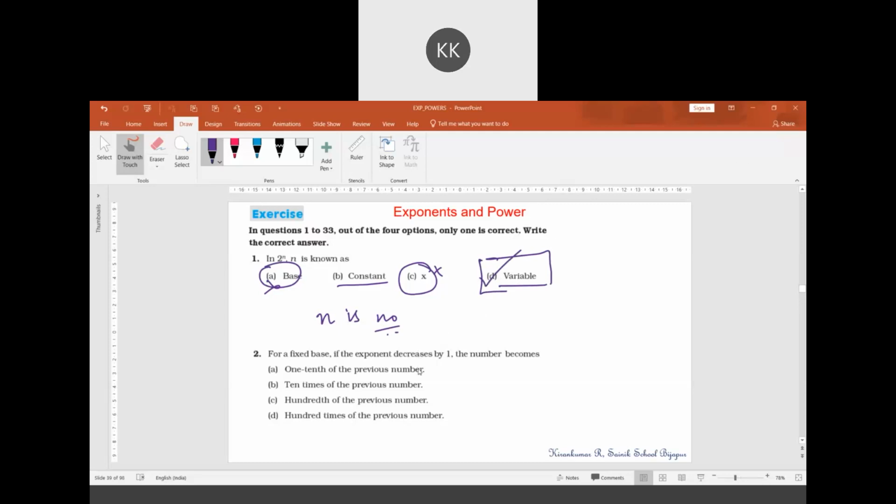Look at second one. For a fixed base, if exponent decreases by 1, the number becomes 1/10 of previous number, 10 times of the previous number, 100th of previous number, or 100 times of previous number. I'll take an example for this. If 10 to the power of 3 is there, if the exponent decreases by 1, if it becomes 10 to the power of 2, the number becomes, can you compare these two? Yes, sir, 1/10 of the previous number.